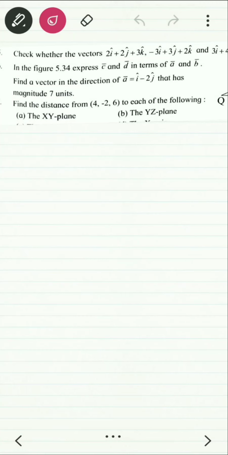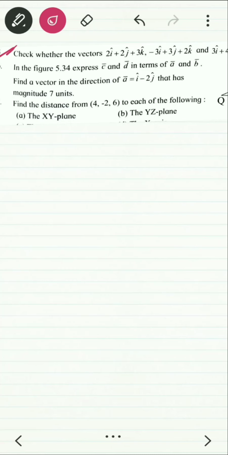In the next sum, check whether the vectors 2i plus 2j plus 3k, minus 3i plus 3j plus 2k, and 3i plus 4k form a triangle or not. Since you cannot see the numbers over here very properly, I would advise you again to open the textbook and see the question properly. So we are doing this particular question, the fifth question.